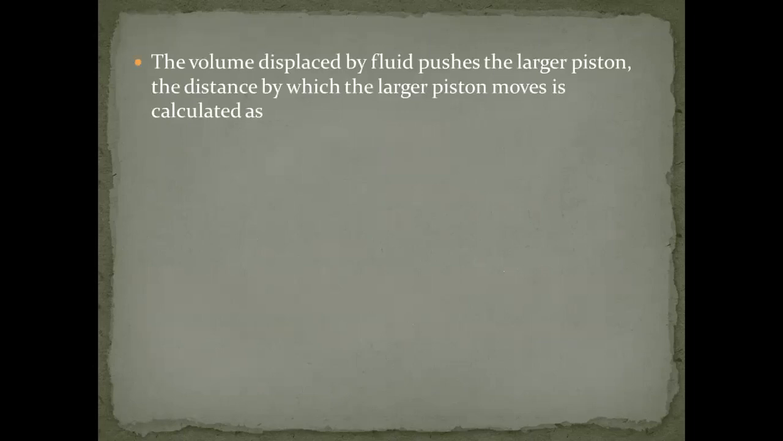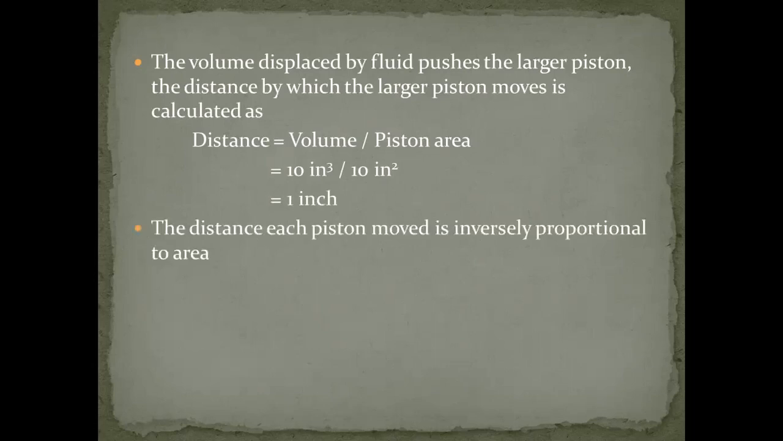The volume displaced by the fluid pushes the larger piston, and the distance the larger piston moves can be calculated. We applied the force on the smaller piston, which has an area of 1 square inch, and it moves 10 inches. As a result, the distance moved by the larger piston is equal to the volume divided by the piston area, which is 1 inch. So the smaller piston moves 10 inches and the larger piston moves 1 inch.